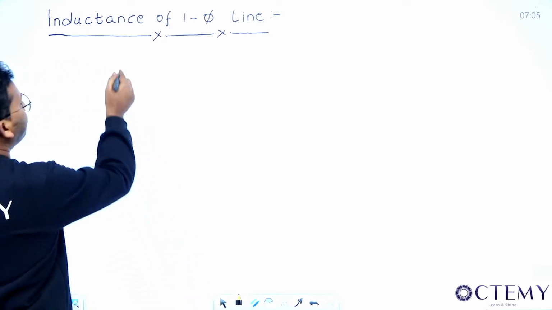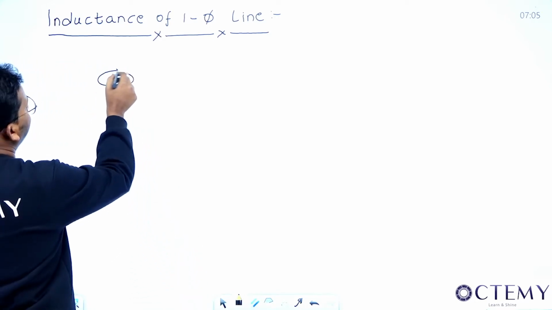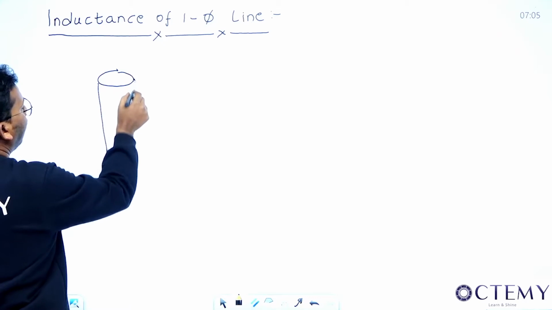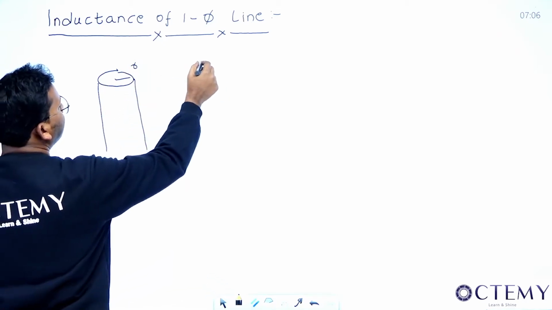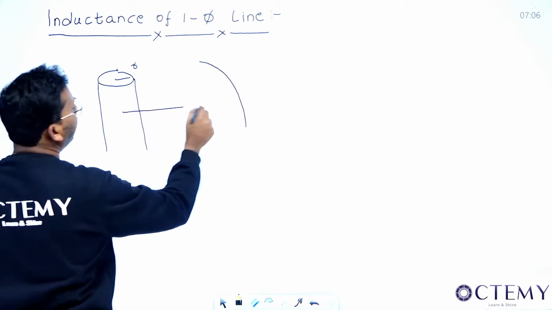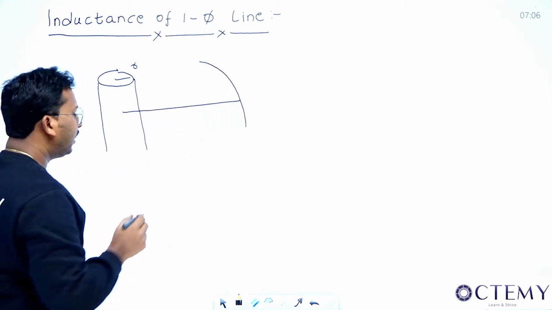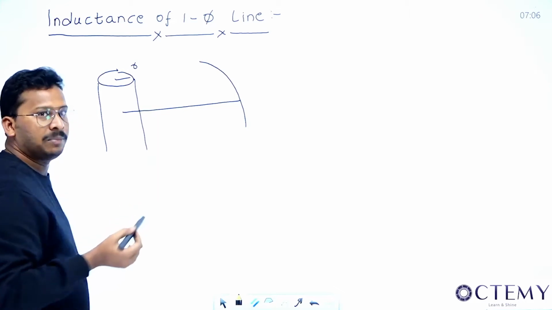In today's class, we'll be starting a new topic called inductance of a single phase wire. In the last class, we saw that if you have a single wire whose radius was R, and at a distance D you wanted to find the inductance, what was the formula? The flux linkage. Let me write all the important points.